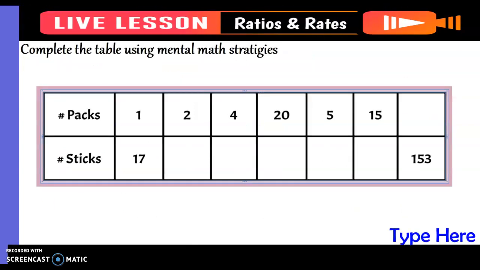Now let's talk about completing a ratio table. In this case, we're going to complete this table using mental math strategies. We're talking about number of packs and the number of sticks within a pack. We know the ratio is for every one pack, I have 17 sticks. So that means for 2 packs, I would have 34 sticks. Well, that means that I need to figure out how many sticks I will have for 4 packs. Well, since I know that 2 times 2 is 4, therefore 34 times 2 brings me 68.